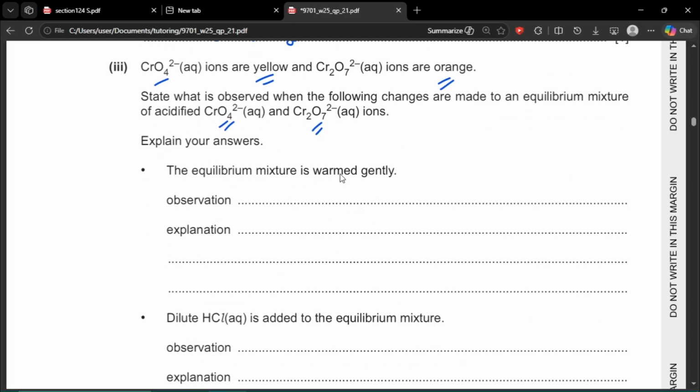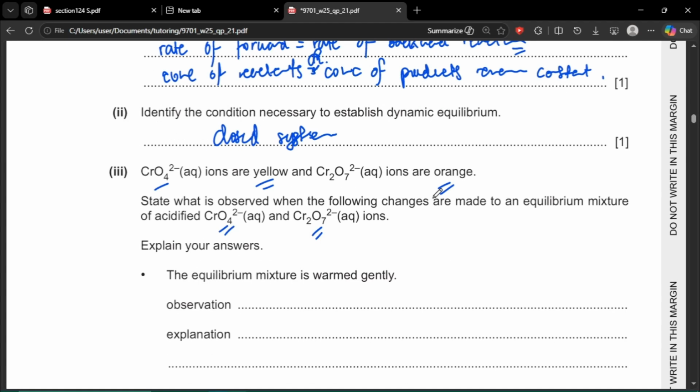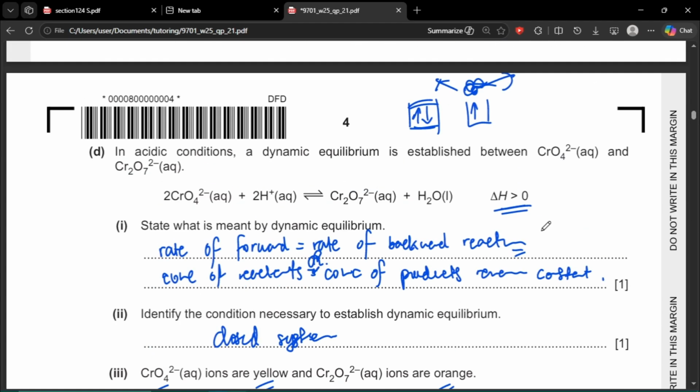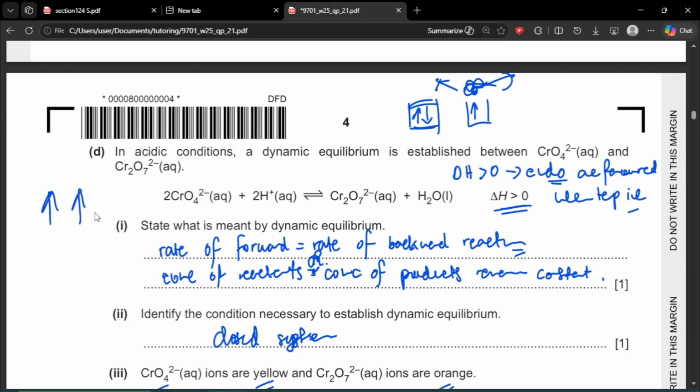The equilibrium mixture is warmed gently. As I said, we're going to come back to this later. When this is greater than 0, it's an endothermic reaction, and endothermic reactions are favored when temperature is increased. So when temperature increases, the rate of the endothermic reaction increases. So both of them are directly proportional.